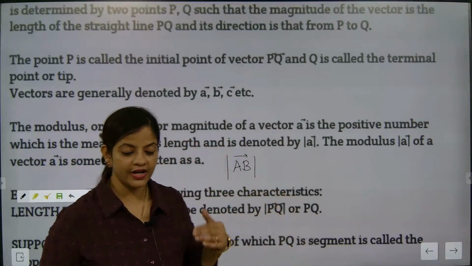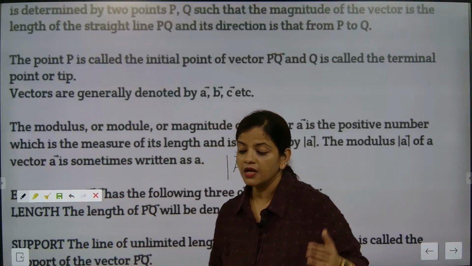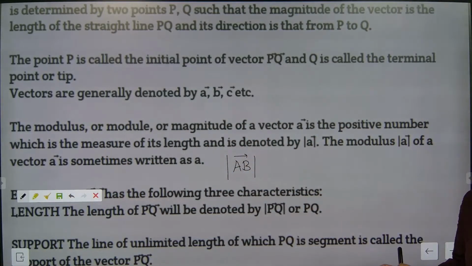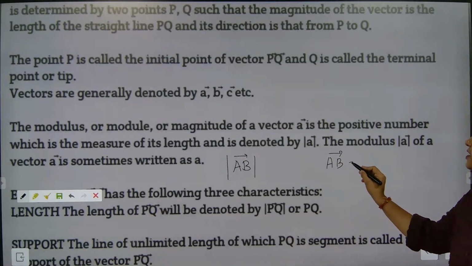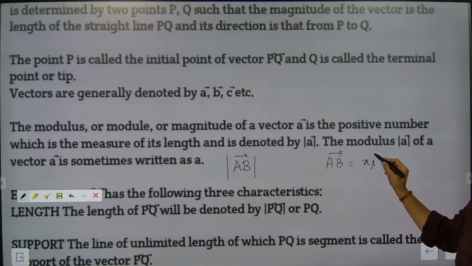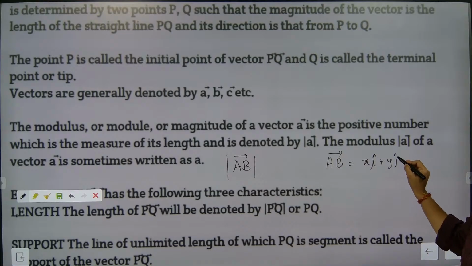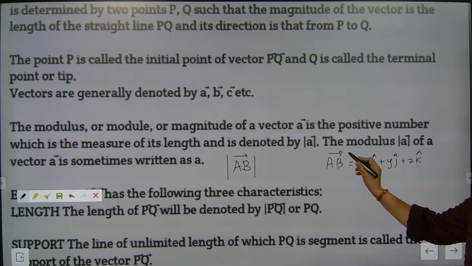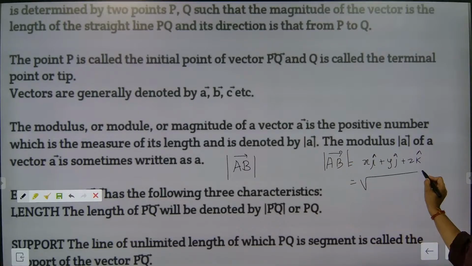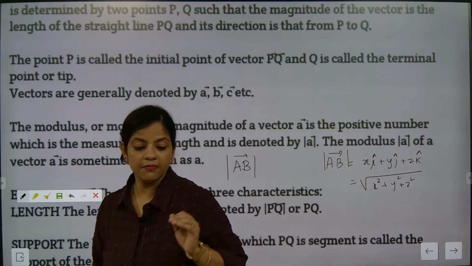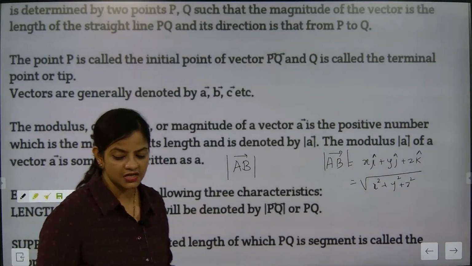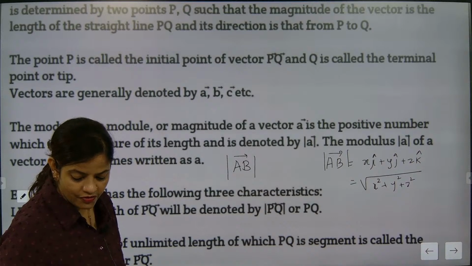Now when you write the magnitude, look here: if AB vector is written as xi cap plus yj cap plus zk cap, then the magnitude of this will become root under x square plus y square plus z square. This is considered as the magnitude of a vector. Magnitude of a vector.